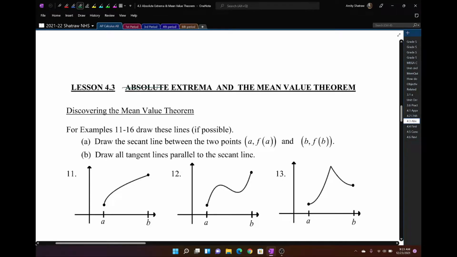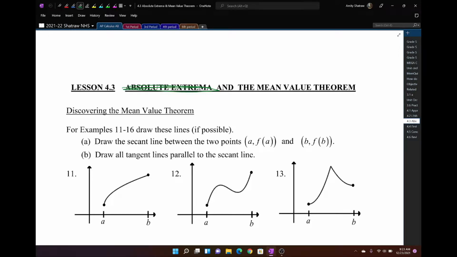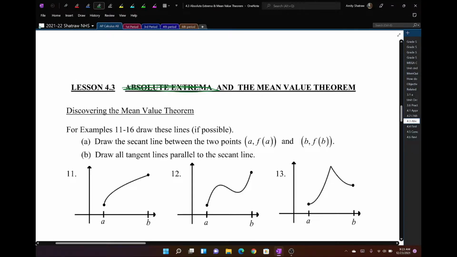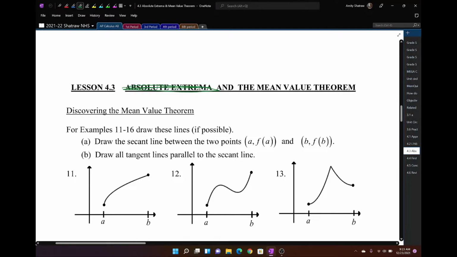So here we are back on lesson 4.3, and now we're going to cover the mean value theorem. What I love about our teacher who wrote this book, Mr. Taylor, is he loves to give you a chance to discover something. So here, with the mean value theorem, we're going to go through a few examples and see if we can't discover what the mean value theorem is.